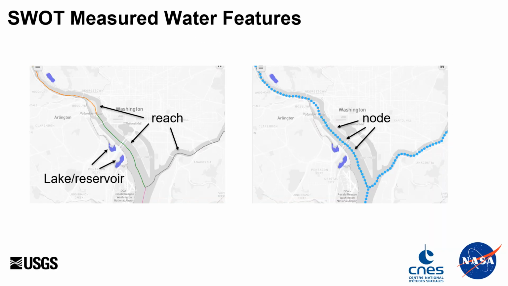SWOT measured water features include lake and reservoir data, as well as a river reach product. SWOT reaches are segments of the river center line broken up on average every 10 kilometers and are defined in order to have consistent boundaries for estimating river slope as well as river discharge. The river node product further breaks down these reach center lines into points along the center lines based on average every 200 meters. The node level product aggregates less data than the reach product, but allows us to look at changing elevation up and down the river.